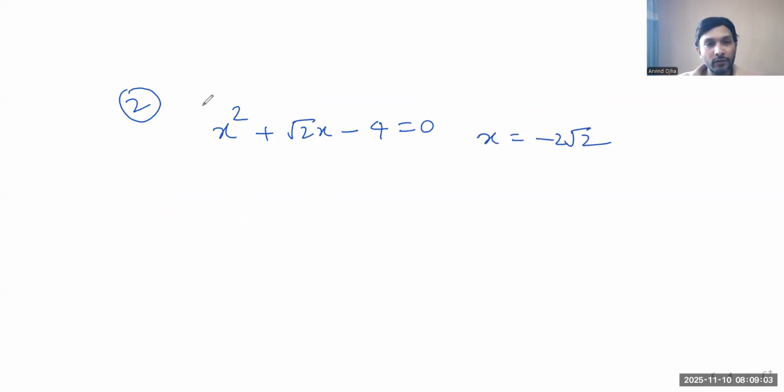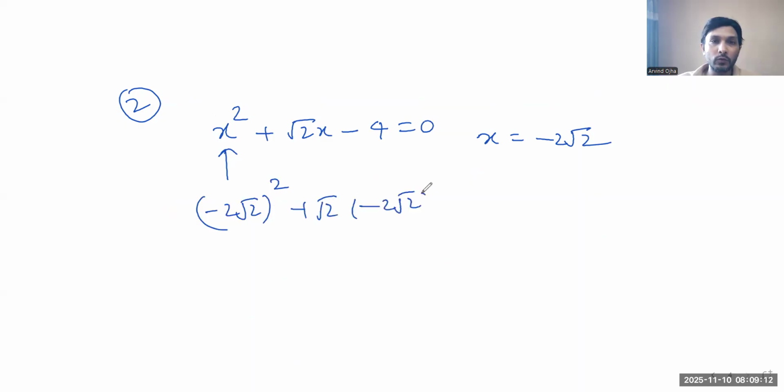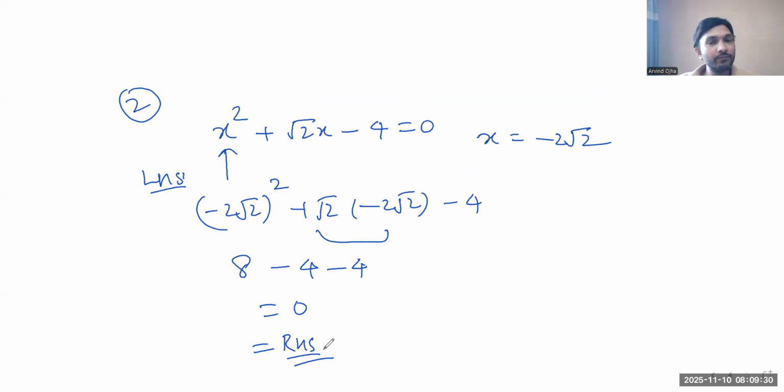So let's say this condition. What we will do is just substitute the value of x as minus 2 root 2. Then it will become the whole square plus root 2 of minus 2 root 2 minus 4. So basically this is the left hand side. When I do the square of this, minus 2 whole square is 4 and root 2 whole square is 2, so it will become 8, and then minus 4 and minus 4. So again it turns out to be 0, so therefore it satisfies the right hand side.